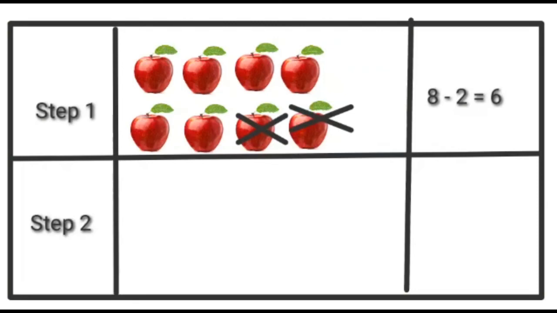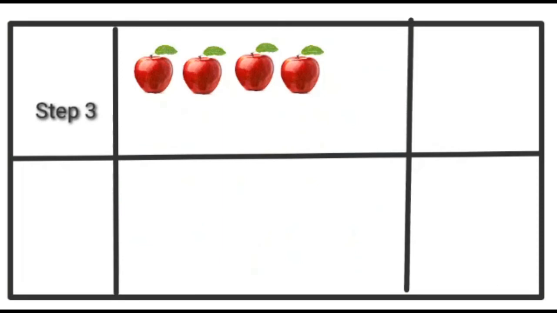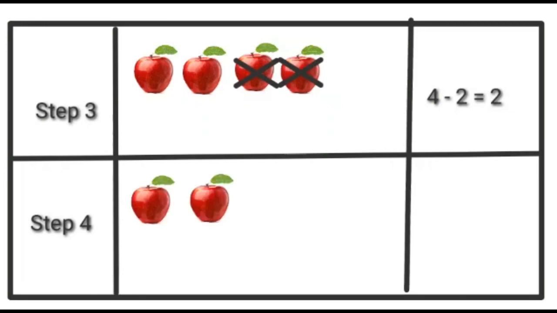Yes, correct. In step 2, we will be having 6 apples. Now, we are going to subtract 2 apples from step 2. Now, we will be having 6 minus 2 is equal to 4. In step 3, we will be having 4 apples. Now, let us subtract 2 apples from this. So, 4 minus 2 is equal to 2. In step 4, we will be having only 2 apples. If we subtract these 2 apples, then 2 minus 2 is equal to 0. So, there are no apples.